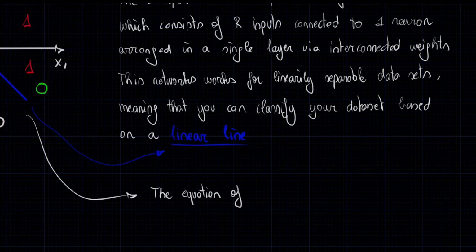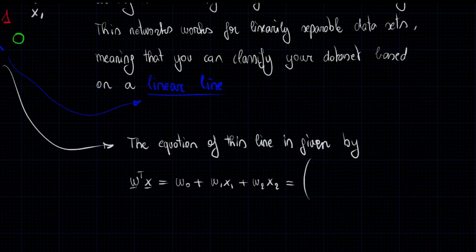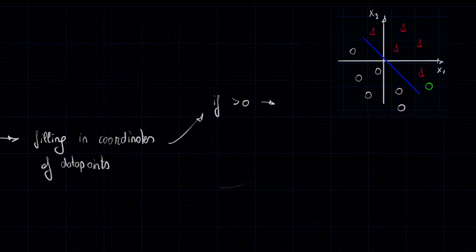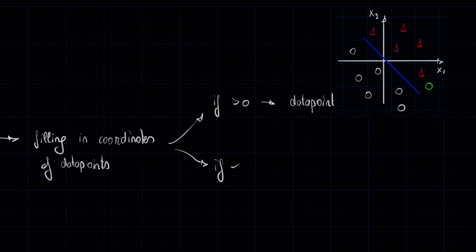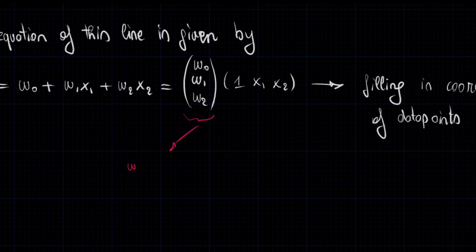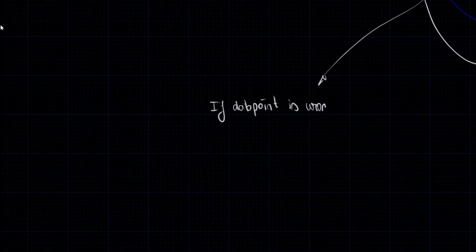The equation of this line is given by W0 plus W1x1 plus W2x2 equals 0. If the equation is bigger than 0, when filling in the x1 and x2 coordinates into the equation, then this particular data point will be represented by a triangle. If the equation is smaller than 0, the data point will be represented by a circle. The W vector represents the weights, whereas x1 and x2 are the coordinates of a data point.